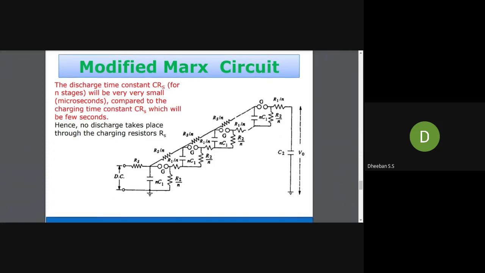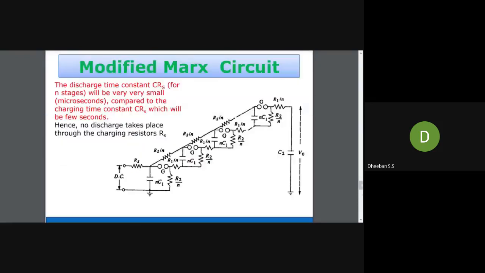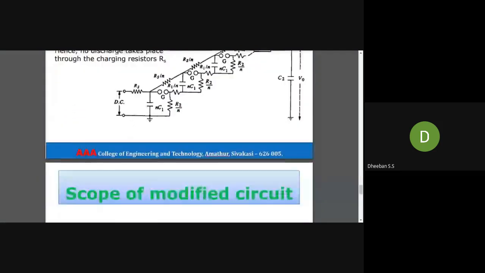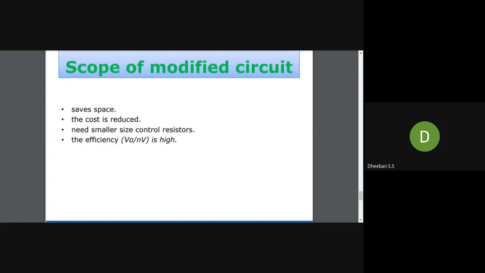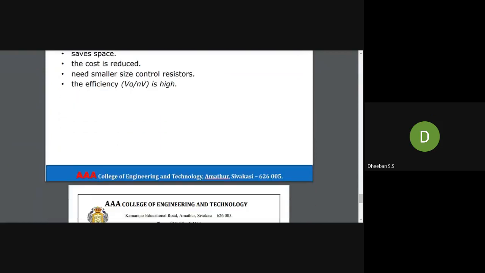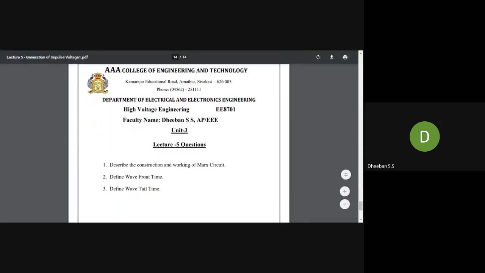So this is a modified part. Actually, it's more or less similar to the basic elementary Marx circuit, but the only difference is that the arrangements will be somewhat different. I'll be showing this modified circuit itself in the video. What it does is it saves space, and the cost will also be reduced. So this is the basic principle of your Marx circuit. I'll be showing you both the videos.